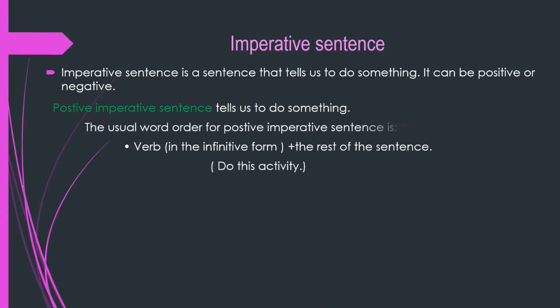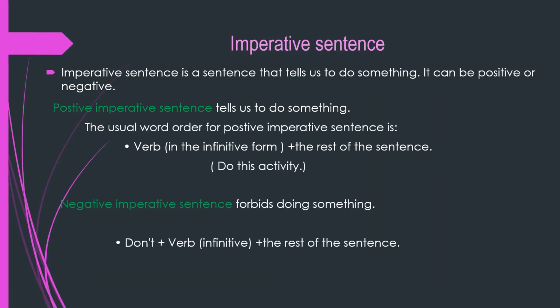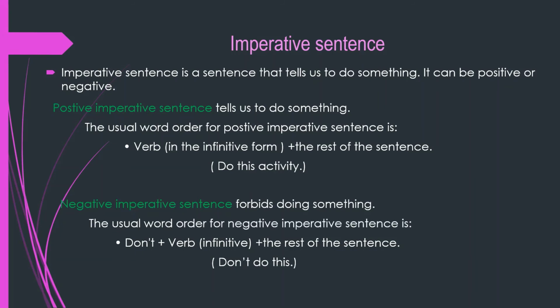Third, imperative sentence. An imperative sentence is a sentence that tells us to do something. It can be positive or negative. A positive imperative sentence tells us to do something. The usual word order for a positive imperative sentence is verb in the infinitive form plus the rest of the sentence. Do this activity. A negative imperative sentence forbids doing something. The usual word order for a negative imperative sentence is don't plus the verb in the infinitive and the rest of the sentence. Don't do this.